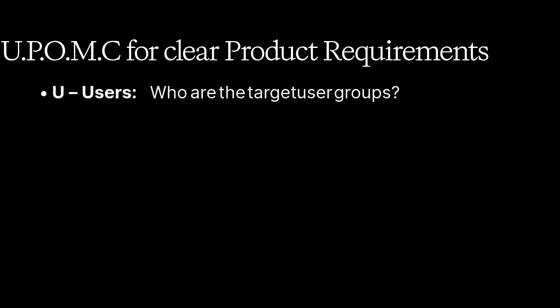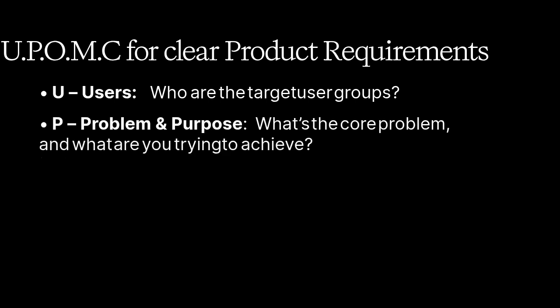To help us easily remember what information we need to provide or communicate in a product requirement, we can use this simple acronym: UPOMC. U for user. Who are the target user groups? P for problem and purpose. What's the core problem and what are you trying to achieve?